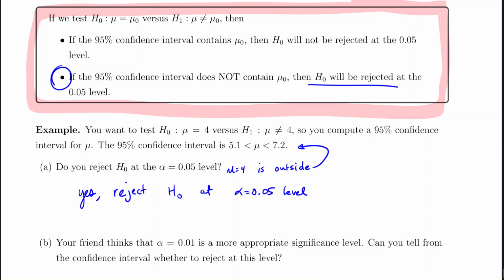Now, say that your friend thinks that an alpha value of 0.01 is a more appropriate significance level. Now we know an alpha value of 0.01 would correspond to a confidence level of 99%. Can we tell from this confidence interval whether we should reject at this level? Here, we can't tell because what we were given information about is our 95% confidence interval.